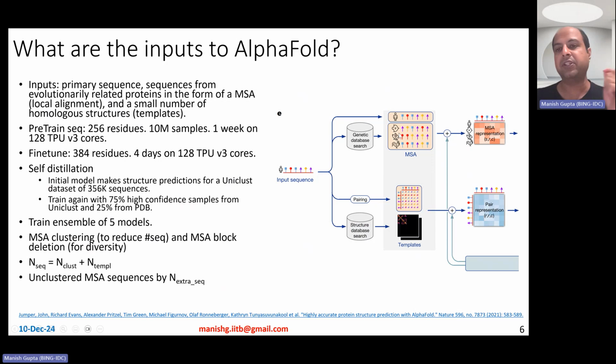Basically, you require some features for each of those amino acids here, right? Here, the pair matrix, if you see, it's basically RRC, which means number of residues cross number of residues, and depth is number of channels. So what are the features that you use in the pair representation? What are the features that you use in the MSA representation? See, the MSA representation is SRC: number of sequences, number of residues, and number of channels. So what are the features here?